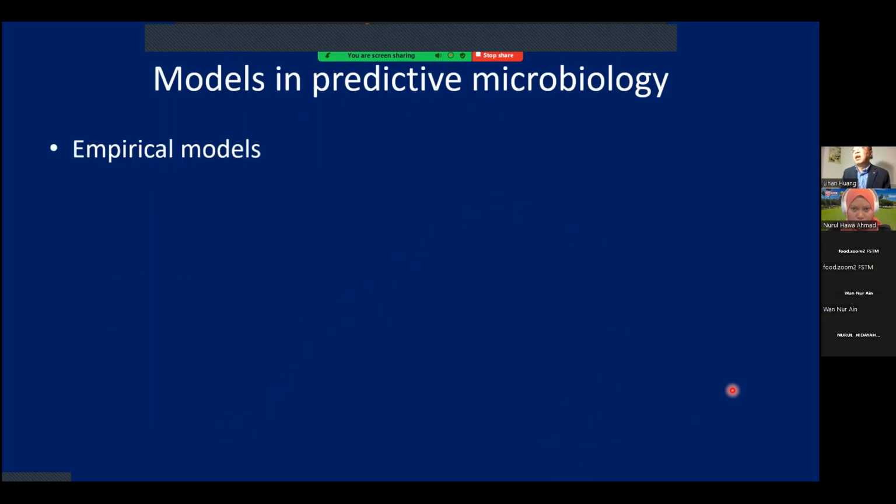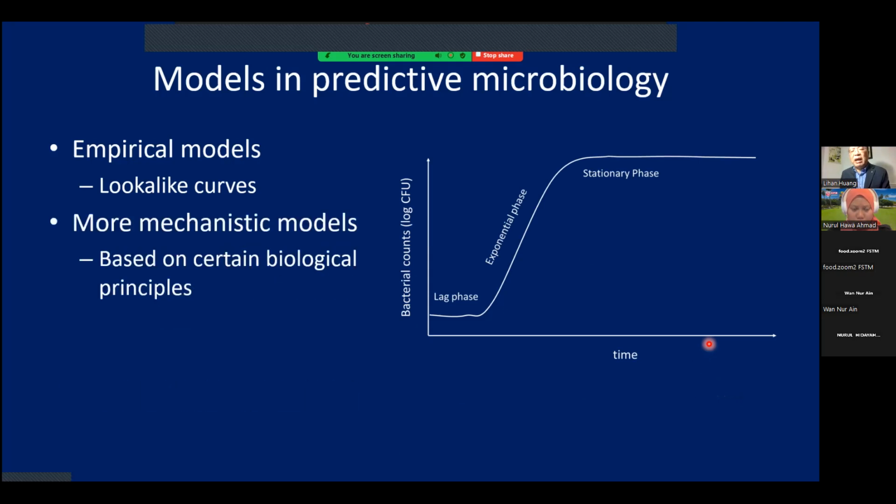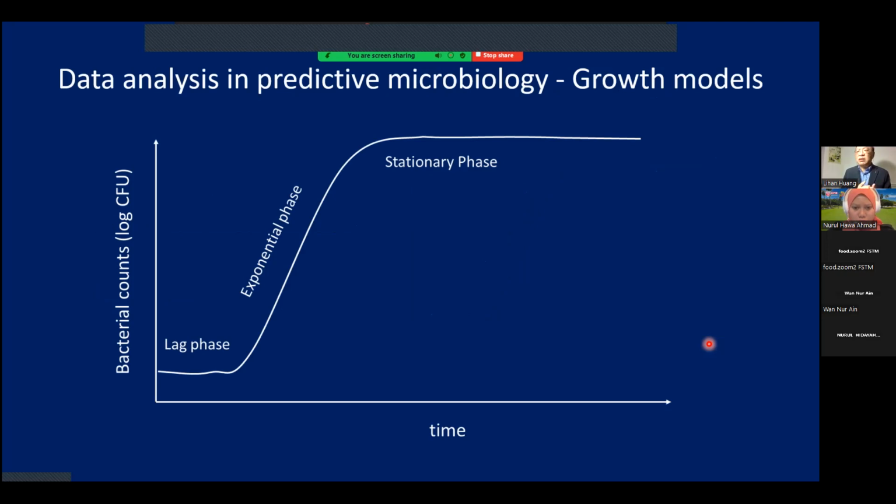Models in predictive microbiology, historically, we used empirical models. In the early days, as long as we had a mathematical relationship that looked like a growth curve, we would use it. So now we are more developed. We have semi-mechanistic models based on certain biological principles. We can now quite confidently describe the three phases of bacterial growth. So let's look at how this can be done.